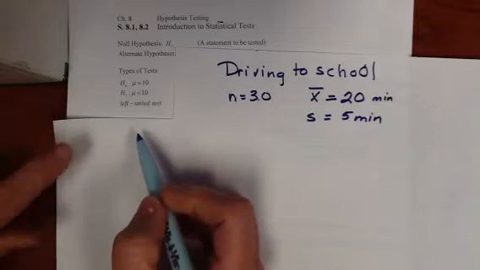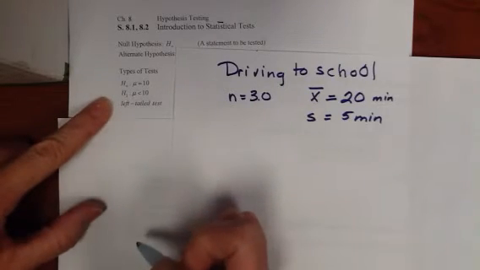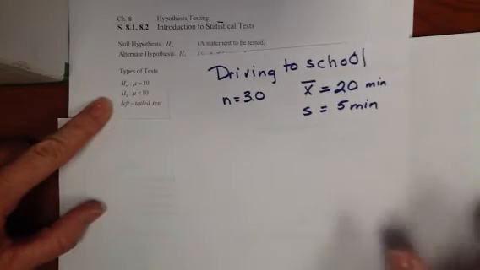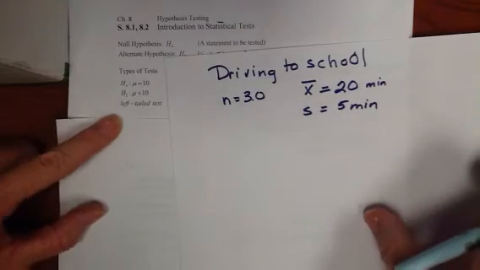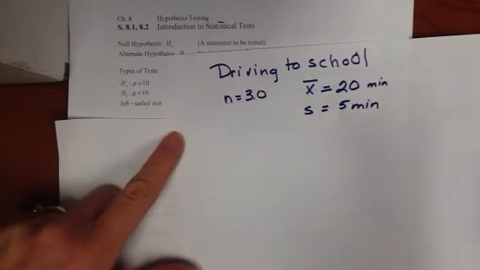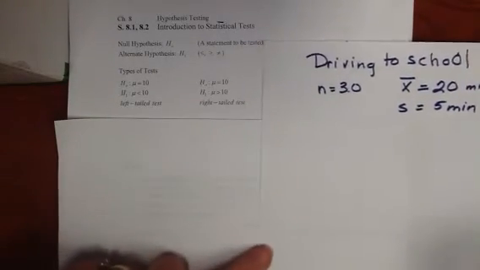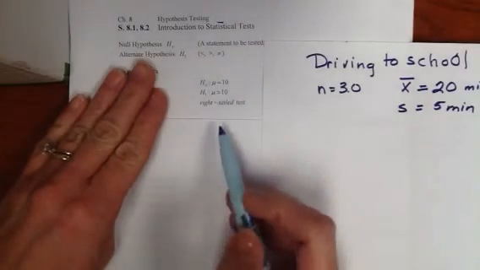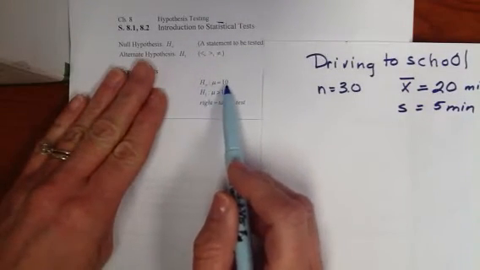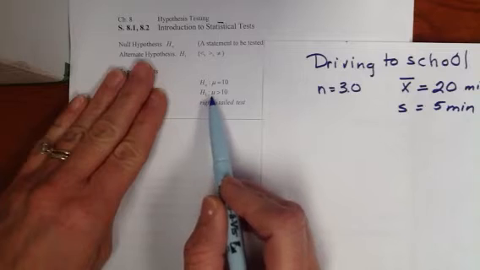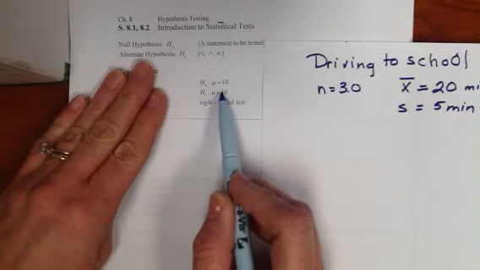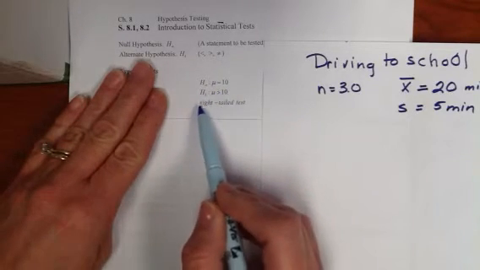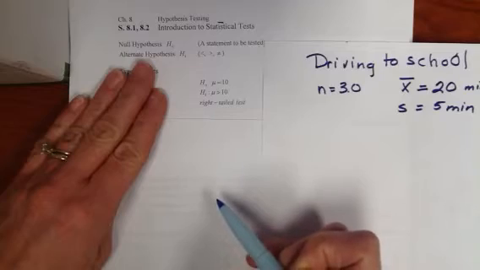That's one type of test we can do, and there are 5 steps we'll do with each test. We'll do an example in a second. Now let's say I want to do a different test where I want to test if students drive more than 10. This is a different type of test I can do. The null would be mu equals 10. The alternative is mu is greater than 10. Since this is pointing to the right, this is a right-tailed test.